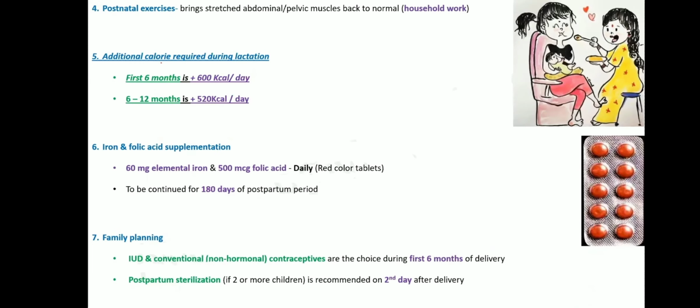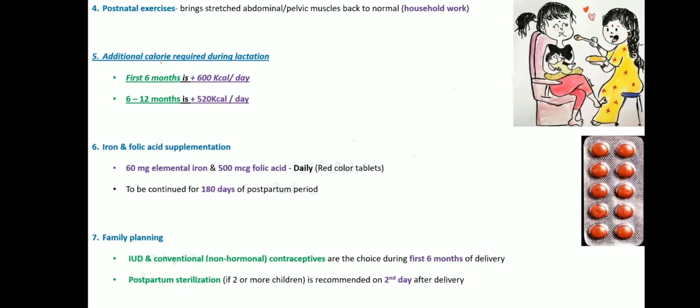Moving on to postnatal exercises. Postnatal exercises are necessary to bring the stretched abdominal and pelvic muscles back to normal. These exercises will help in involution of the uterus, and the stretched abdominal and pelvic muscles have to come back to normal. To bring them back to normal as quickly as possible, we ask them to perform general postnatal exercises. The household duties will be enough to restore one's figure. If they perform this household work, it will suffice.